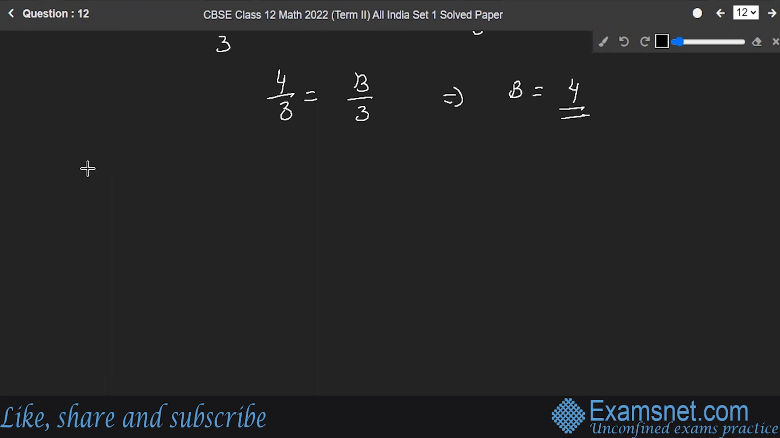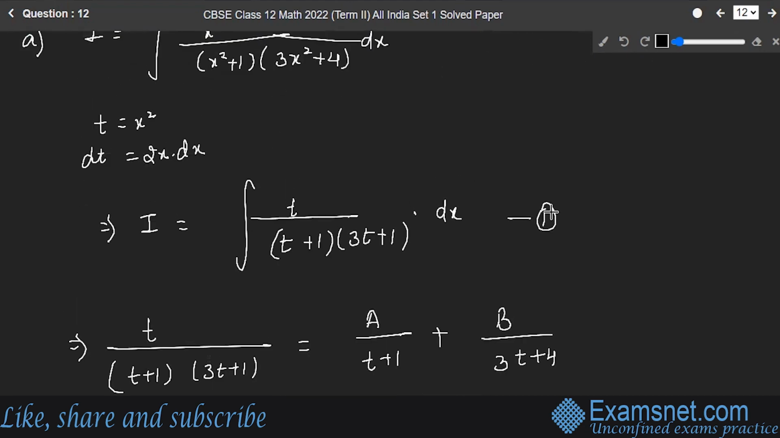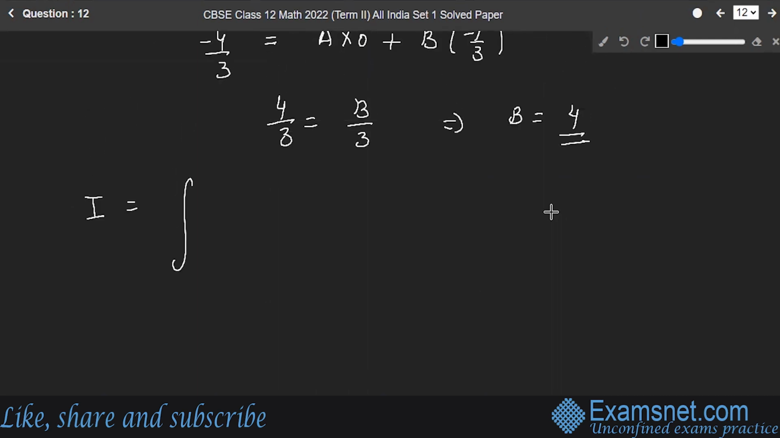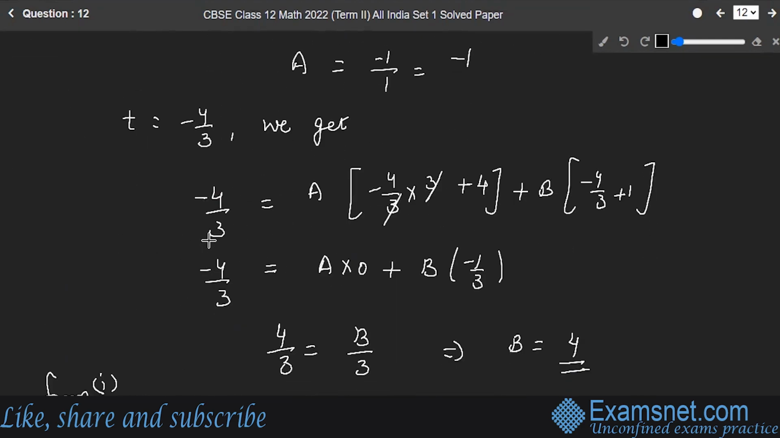Now let's get back to our integration problem. The I that was equal to, see, this we had split up already as this. So that whole thing, now it can be written as A, which is minus 1 upon x square plus 1, plus 4 upon 3x square plus 4. This whole into dx. See, now you got to know why there was no need to touch the dx thing. Okay, fine. No limits were given.